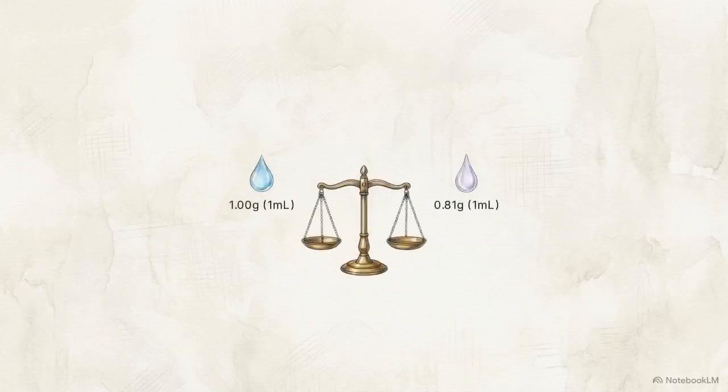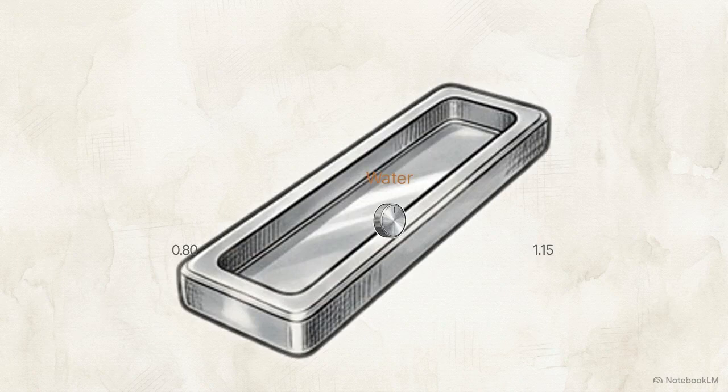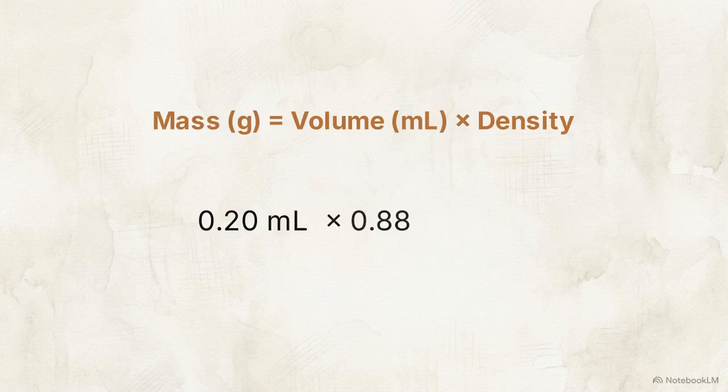This visual scale shows our simple conversion equation. Mass equals volume multiplied by density. Water is 1 gram per milliliter, while ethanol is 0.81. Essential oils use a 0.88 multiplier. So, multiplying 0.20 milliliters of oil by 0.88 gives exactly 0.18 grams.